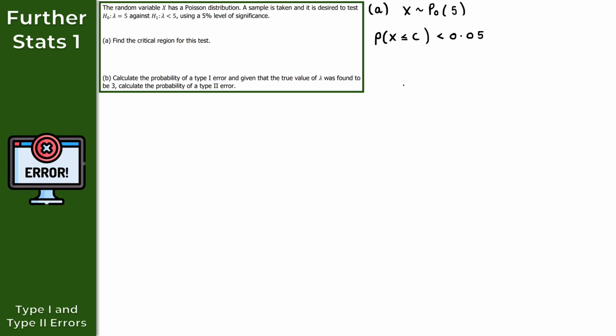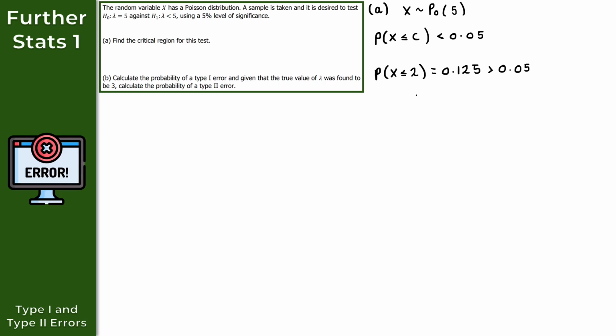Okay. So what I'm going to do here is just find this probability then. Well, I'd have the probability that x is less than or equal to 2. What would that give us? I'm going to get 0.125 here, like so. And this doesn't satisfy this condition then. So this is greater than 0.05. So we keep going here.